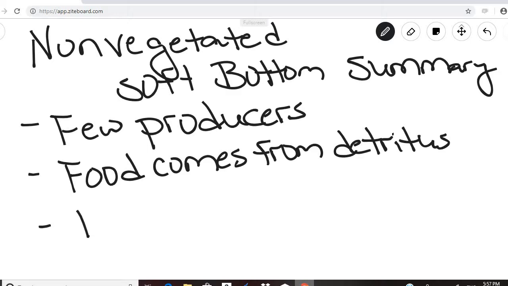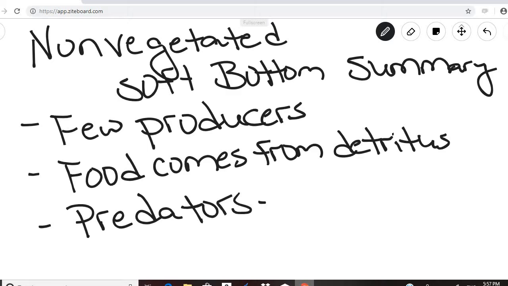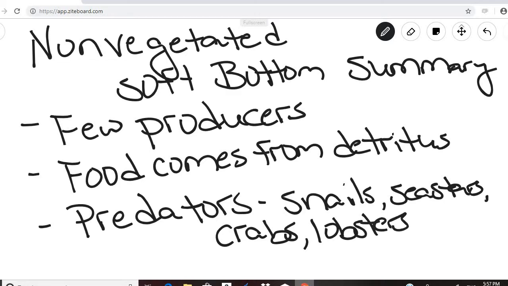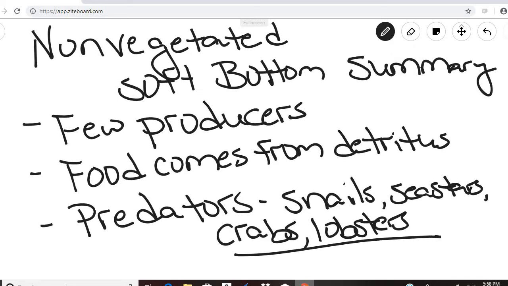We haven't mentioned this, but some of the predators in this area would be things like snails, sea stars, starfish. You'll get some crabs and lobsters in this area as well. Okay, so that's the summary of what we would say about the non-vegetated soft bottom. Now let's look at the vegetated soft bottom.